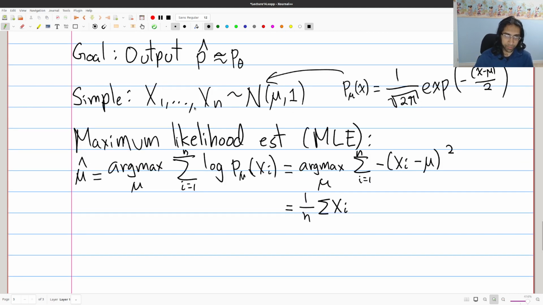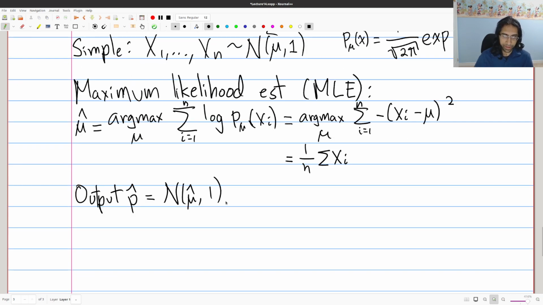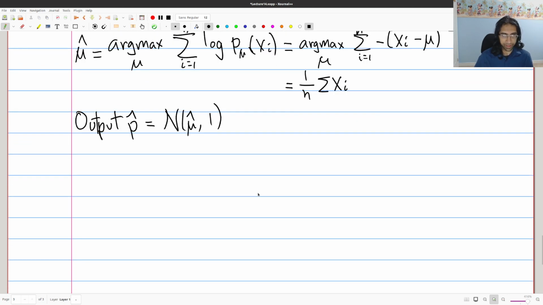Essentially, we did a very simple maximum likelihood estimator to obtain a value mu hat, and if we want to output some distribution p hat, which is close to the unknown distribution, all we have to do is output p hat, which is equal to N(mu hat, 1). That's it. So this is very easy, but there are more challenging cases. For example, what we're going to get into is when we have a mixture model.